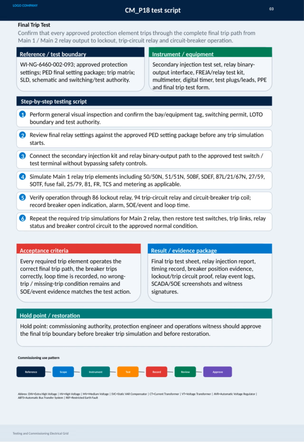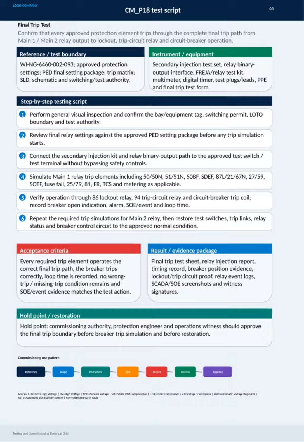First, a thorough visual inspection and verification of permits and lockout-tagout boundaries. Then, relay settings are reviewed before starting any trip simulations. We carefully connect test equipment without bypassing any safety controls. The main 1 relay trip elements are simulated one by one, including protection functions like 50/50N, 87L, 27/59, and others. Each operation is verified through lockout relays, trip circuit relays, and the circuit breaker trip coil, recording breaker open indications, alarms, event logs, and loop timing. The process is then repeated for main 2 relays, and finally, all test switches and controls are restored to normal approved conditions.